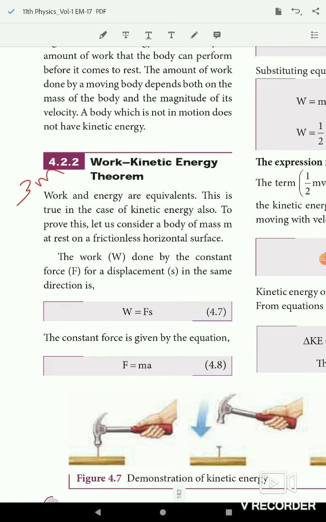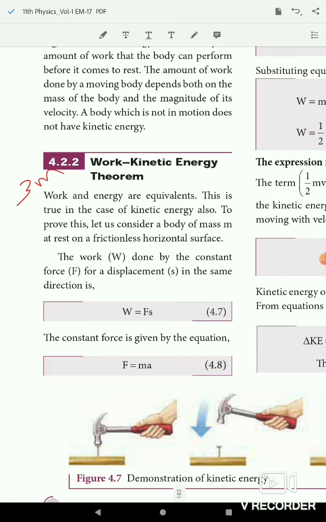So let us consider a body of mass m at rest on a frictionless horizontal surface. W is the work done, and the constant force is F. A force is applied on the body, and a displacement takes place, so work is done by the force. The displacement is s in the same direction, so W equal to Fs.